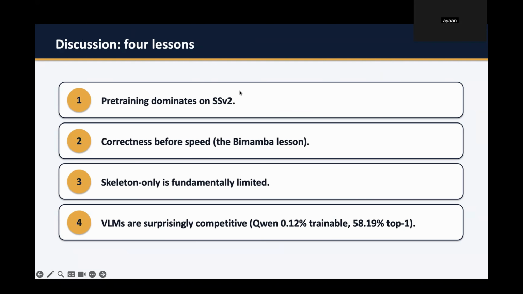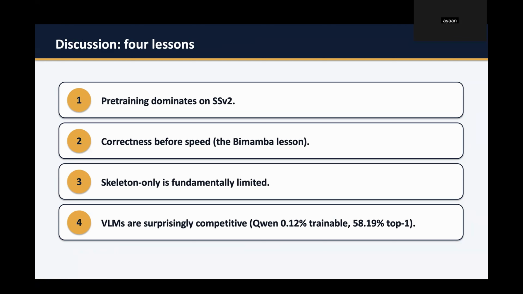And these are our four lessons that we learned. First, pre-training the models dominated in the Something-Something V2 dataset. And for VideoMamba, we realized there are two modes. There's an accuracy mode and a speed mode, and the accuracy mode was better, even though it did take about 4 times as long to train.